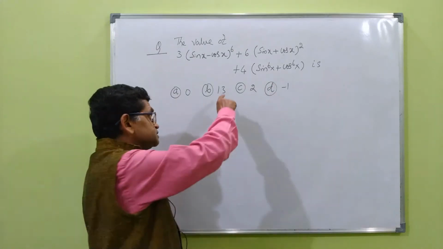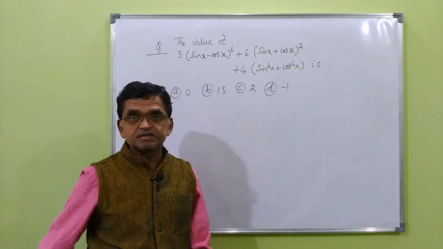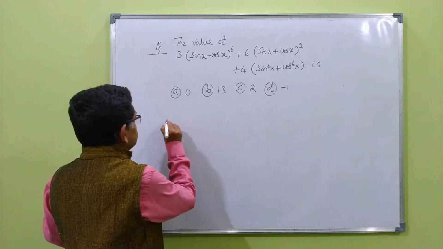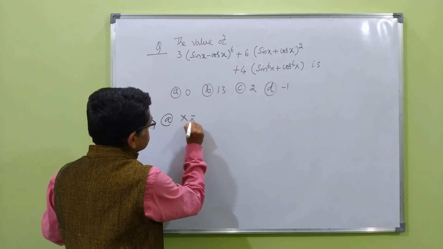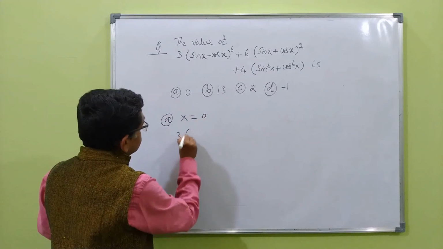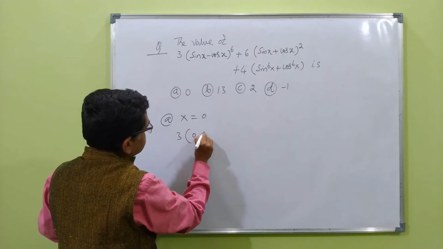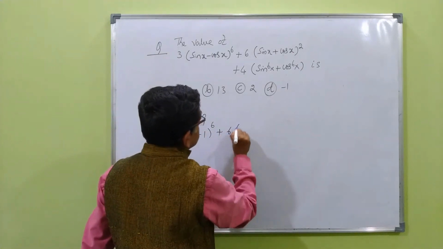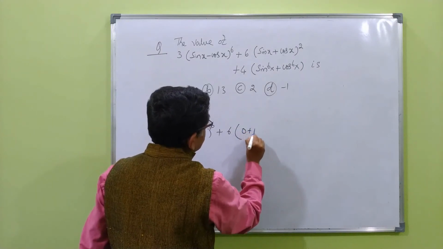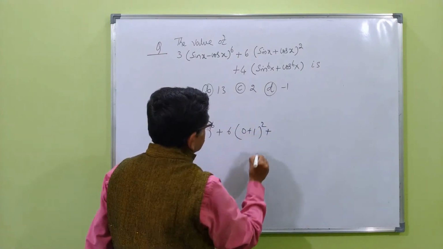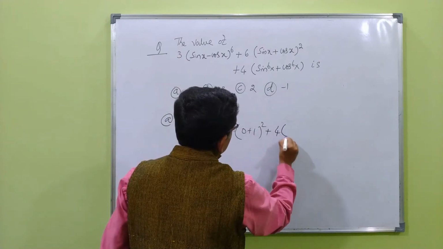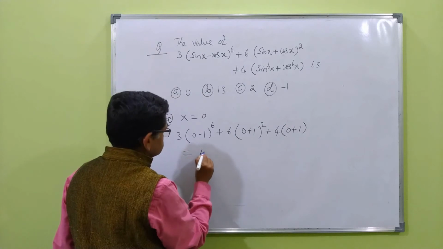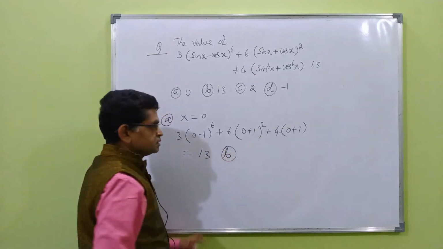If you see the options, these are independent of x. So you can take any value of x here. At x equal to 0, (3 sin 0 - 1)^6 + (6·0 + 1)^2 + 4·0 + 1. So that is 13. So B is the correct answer.